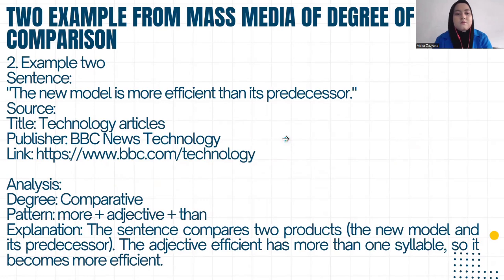And example number two, the sentence is, the new model is more efficient than its predecessor. The source is technology articles. The publisher is BBC News Technology, and here's a link. And we can analyze it too. For degree, it is comparative. The pattern is more plus adjective plus than, because the sentence compares two products, the new model and its predecessor. The adjective efficient has more than one syllable, so it becomes more efficient.